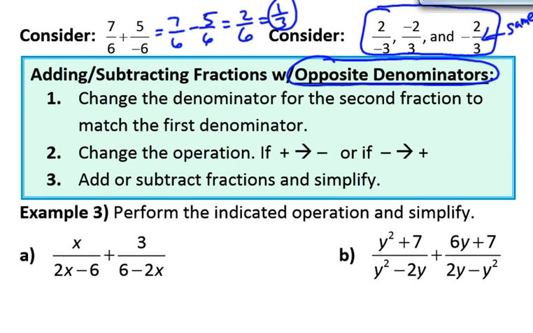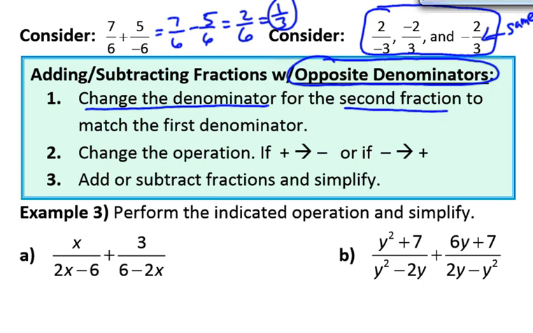You do not have a negative both in the numerator and the denominator. All right, so when we add or subtract fractions with opposite denominators, you want to first change the denominator for the second fraction to match the first denominator.